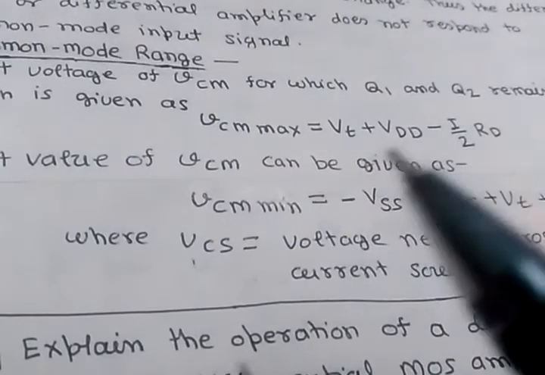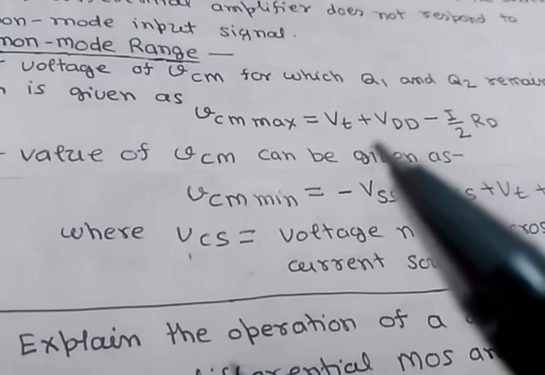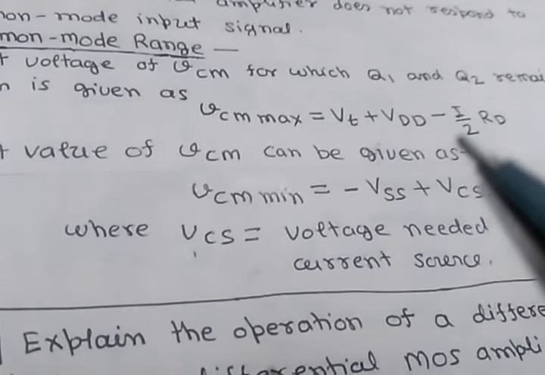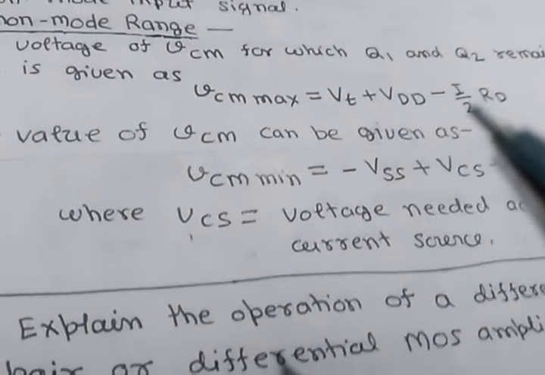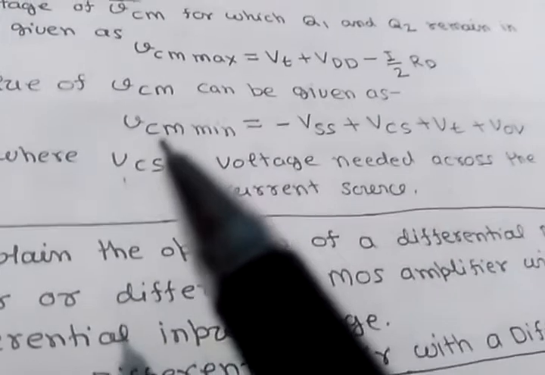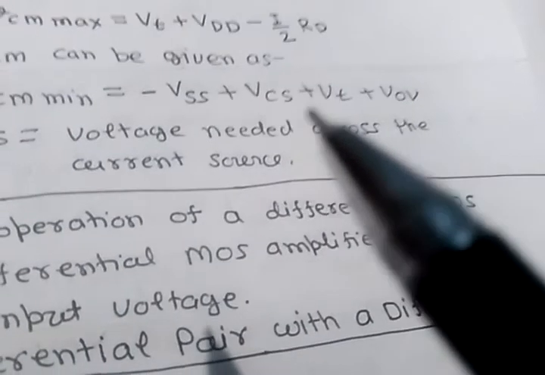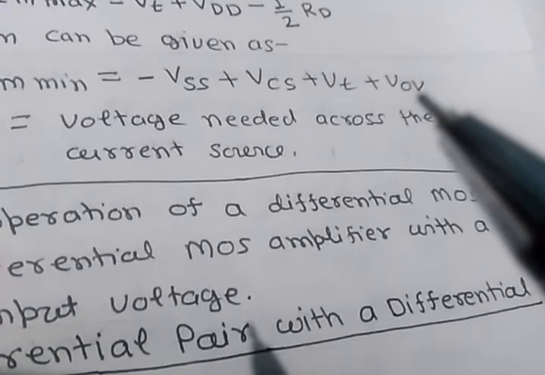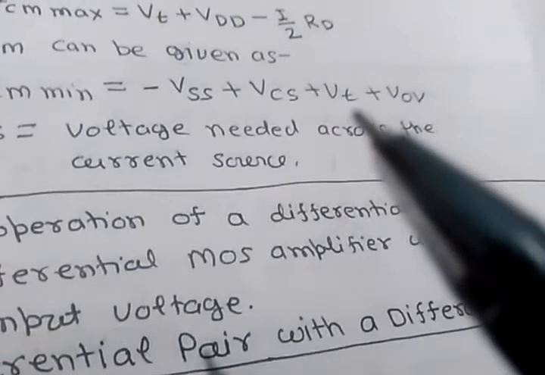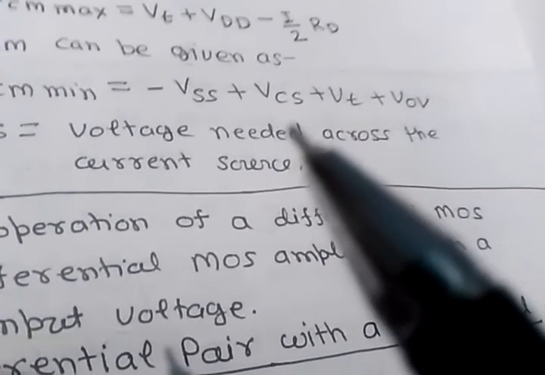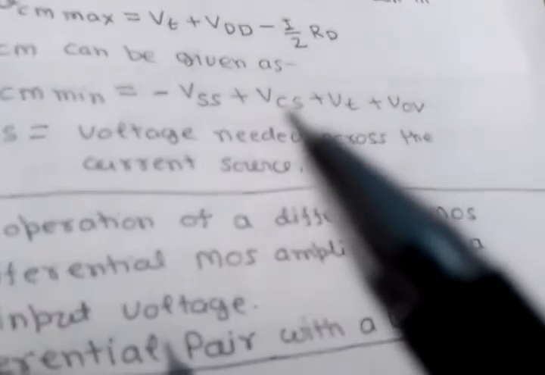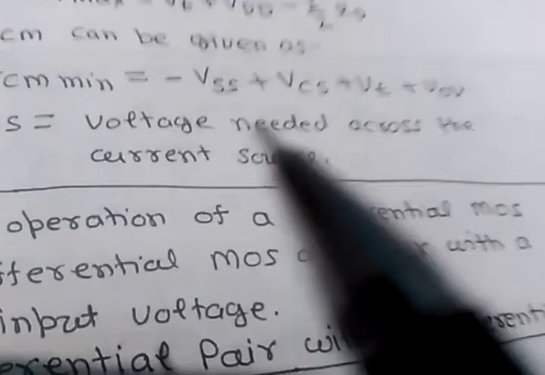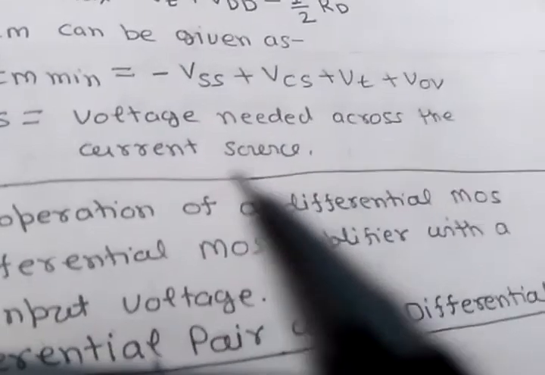In this expression, VT is the threshold voltage, VDD is the drain supply voltage, I is the current supplied by constant current source, and the minimum value of common mode signal is given by VCM minimum, it is minus VSS plus VCS plus VT plus VOV. Here VOV is the overdrive voltage, VT is the threshold voltage, VCS is the voltage across the constant current source, VSS is the source supply voltage.